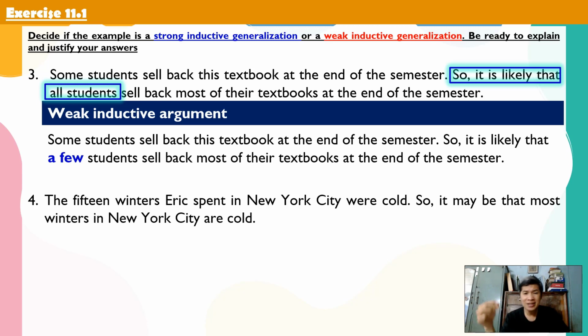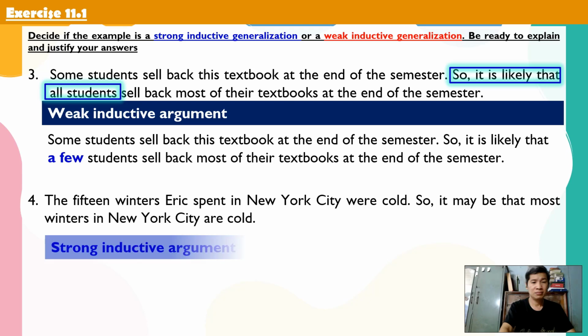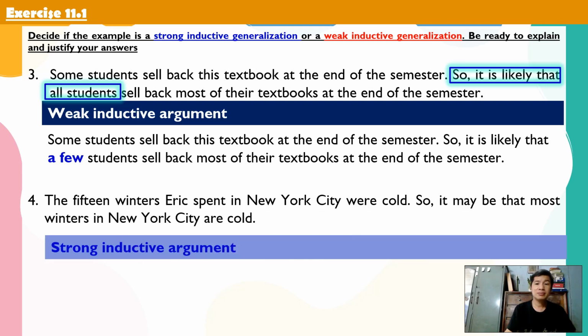The 15 winters Eric spent in New York were cold. 15 winters. We have just one winter a year. It means it's 15 years. Lots of exposure, lots of experience. So it may be that, still the person used the word maybe, most winters in New York are cold. This is strong. Is it right? Yeah, you can use the word most.